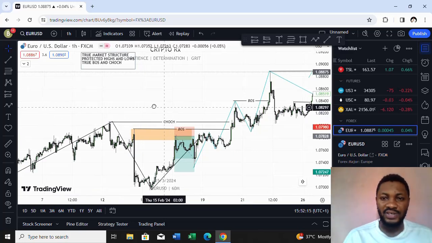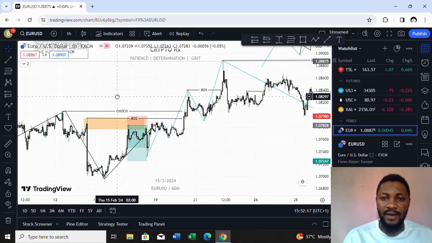And I hope you understand it properly. For you to get it properly, you have to go to your chart and test it, look at it, try to know if you can mark it by yourself.